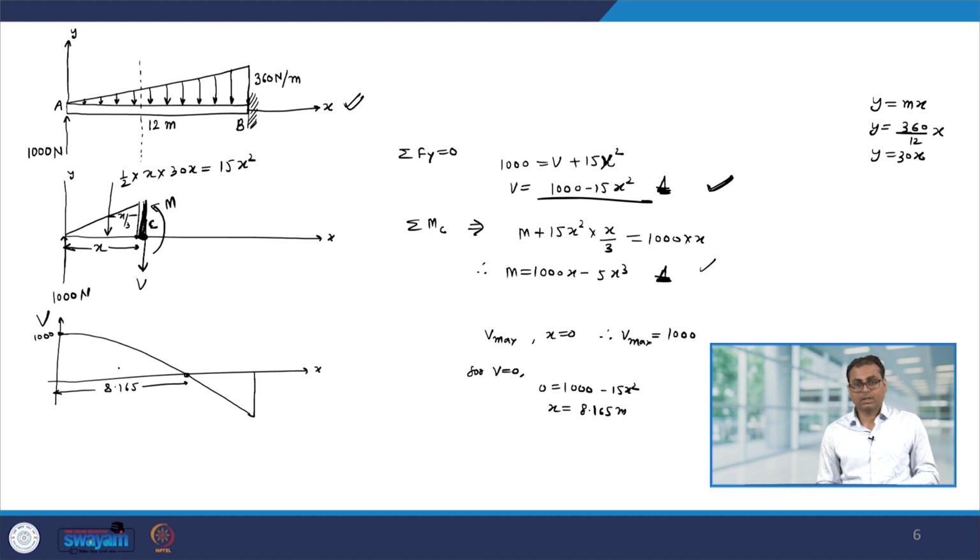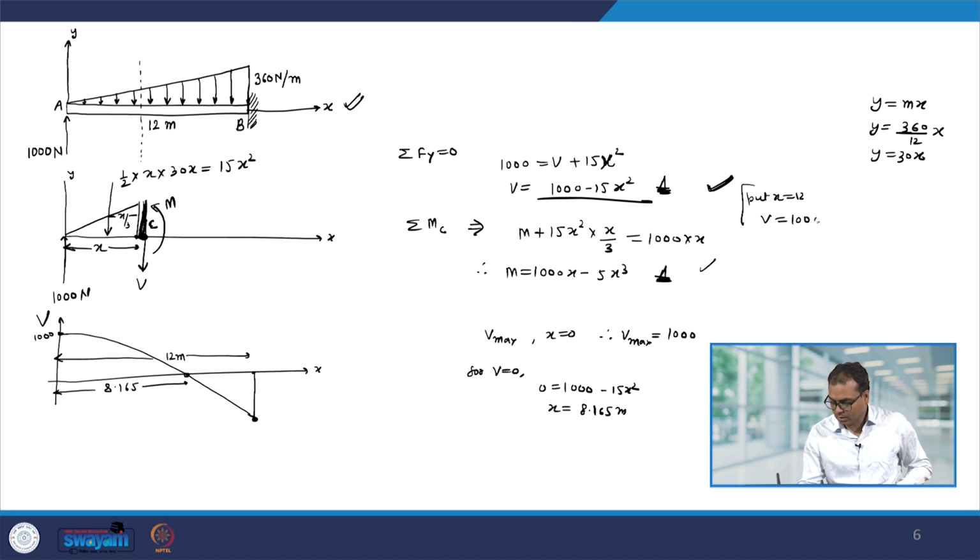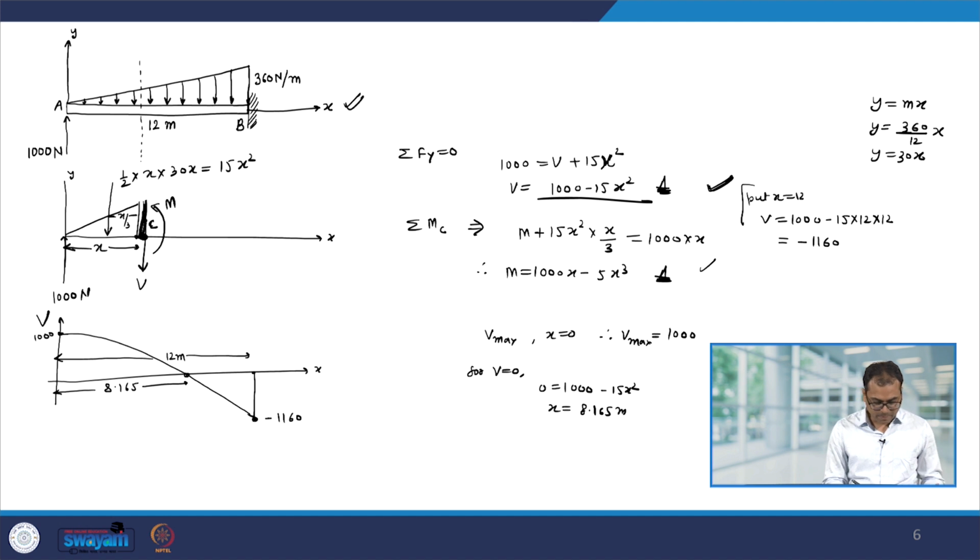So, at this moment the shear force will be 0. Now, on the other hand, let us find out its value over here. For that we know that here x is equal to 12 meter. Therefore, again in this equation let us put x equal to 12. So, we will get V equal to 1000 minus 15 into 12 and this will give you minus 1160. So, therefore, this value will be minus 1160. So, this completes the shear force diagram.